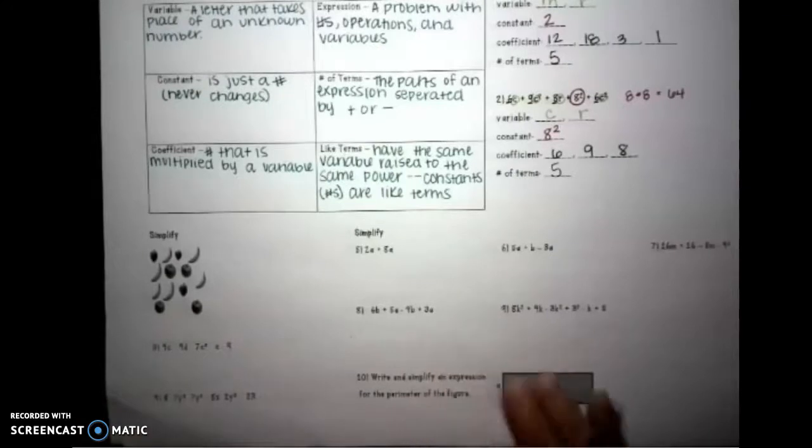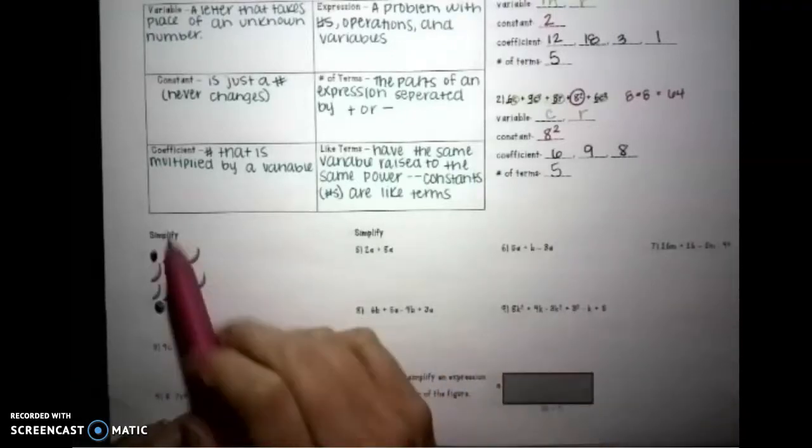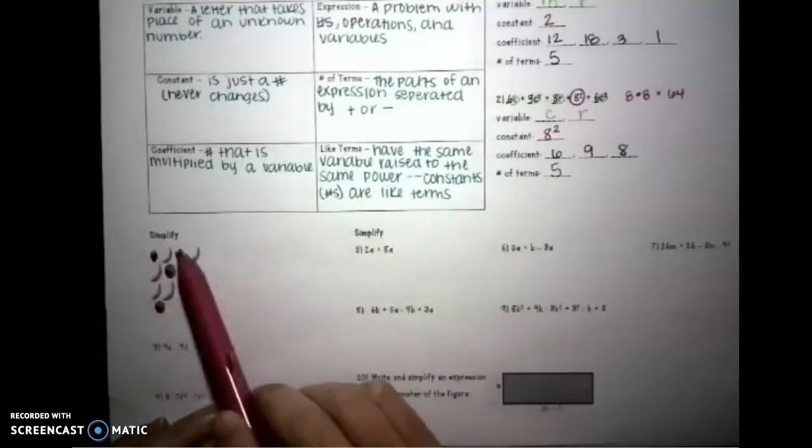All right, so coming down here, let's go ahead and start with the basics. So we've got 1, 2, 3 strawberries. I'm just going to put 3S.